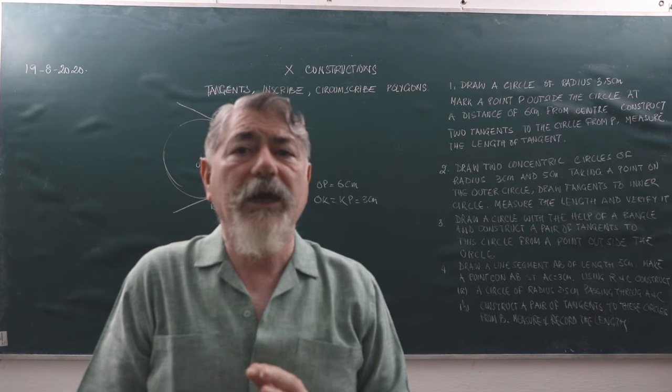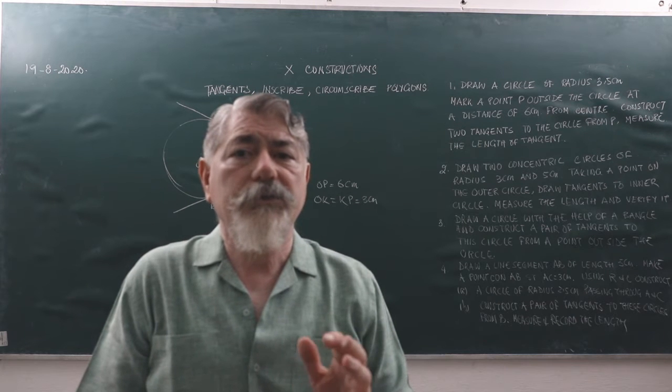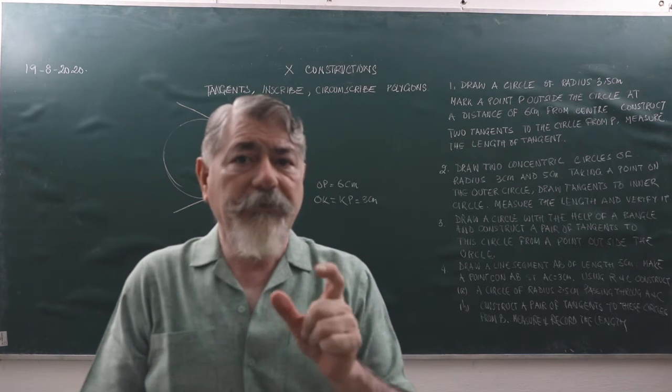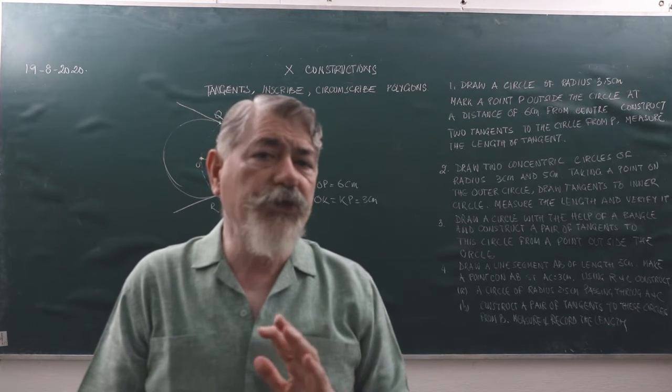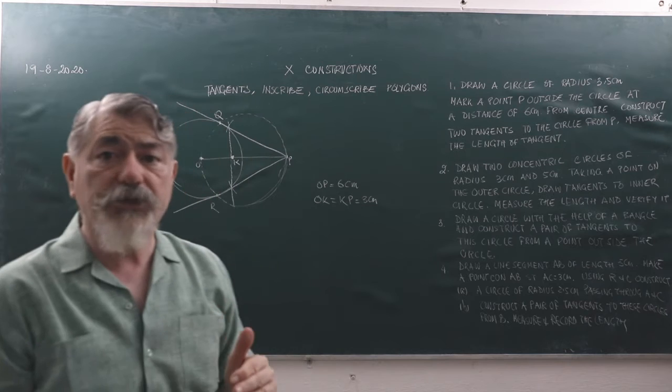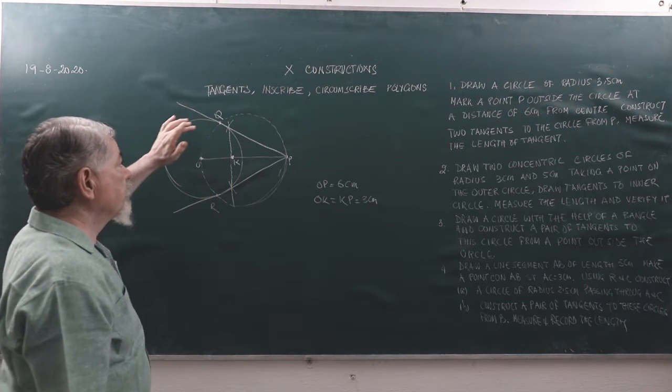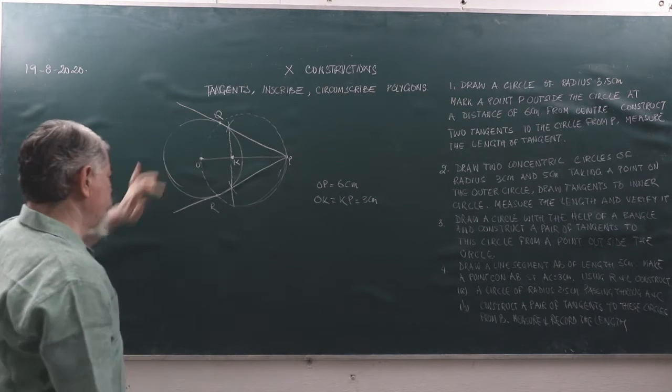PQ and PR are a pair of tangents. If you measure the lengths PQ and PR, both will be the same. PQ and PR will always be equal. We'll show you how. First, please write down the steps of construction.